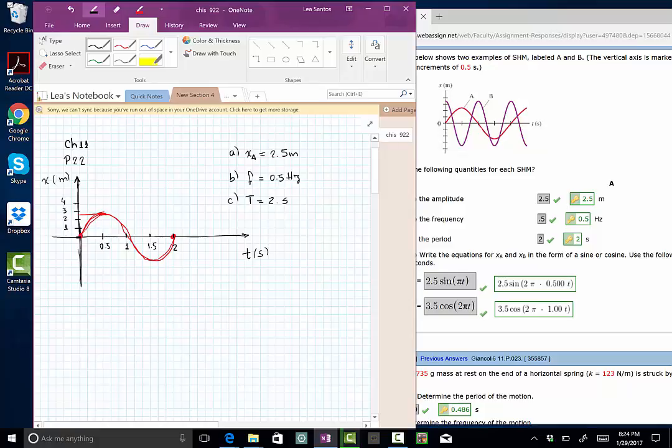Okay. We also have to find the equation for this curve. And what is the equation? The equation for the position, right? The equation is the amplitude, and we just found the amplitude is 2.5. Now I have to decide if I should use a sine or a cosine. Since at time 0 the position is 0, I know this has to be a sine. So this is a sine of 2 pi times the frequency, 0.5, all multiplied by the time, and this is the equation.